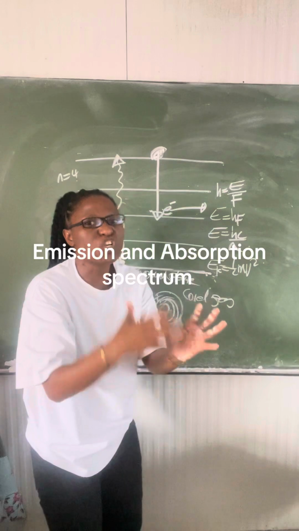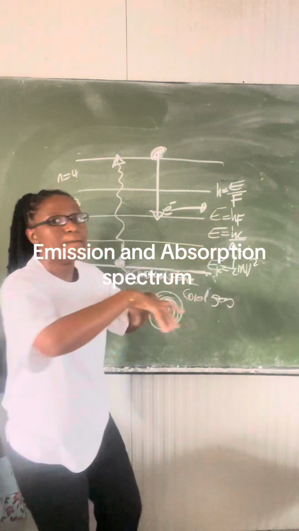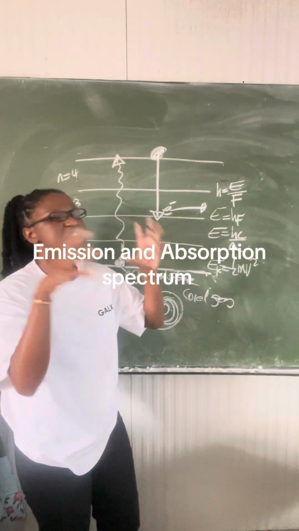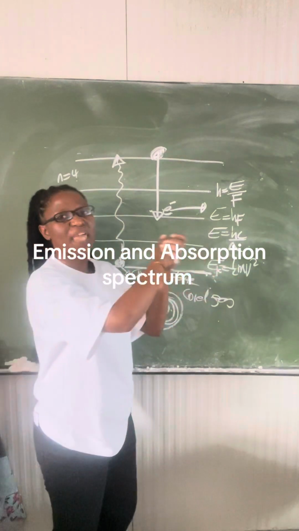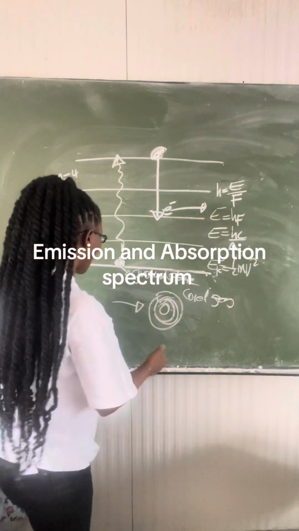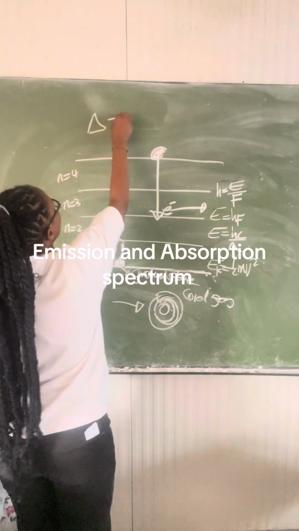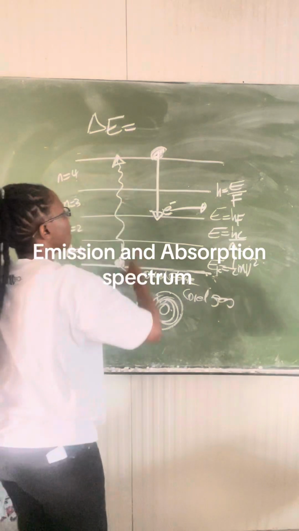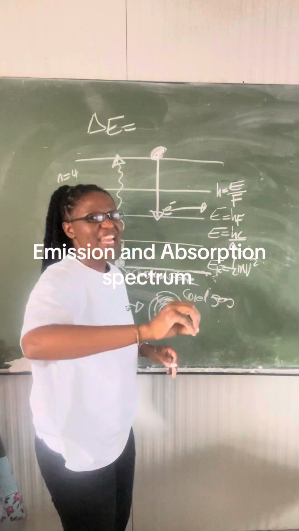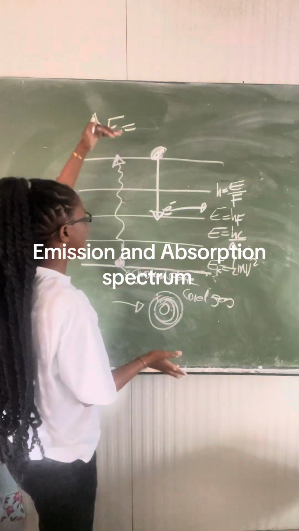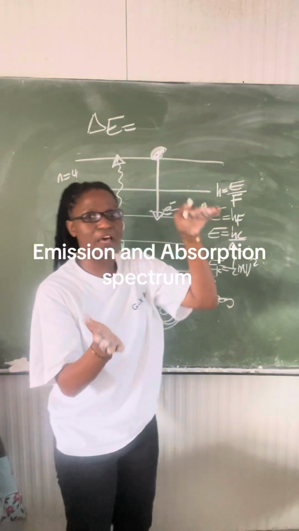The emitted photon results in the formation of different frequencies, which in the case of the emission spectrum appear on the material. So in finding the energy of the photon, as a learner, you need to know that the change in energy is the energy of the higher level minus the lower level, meaning the energy of the photon is the difference of the two energy levels.